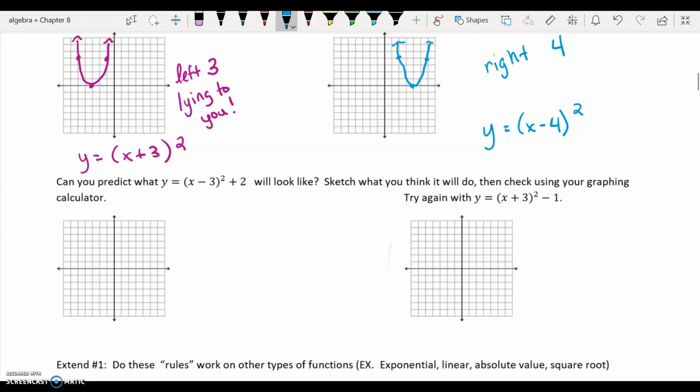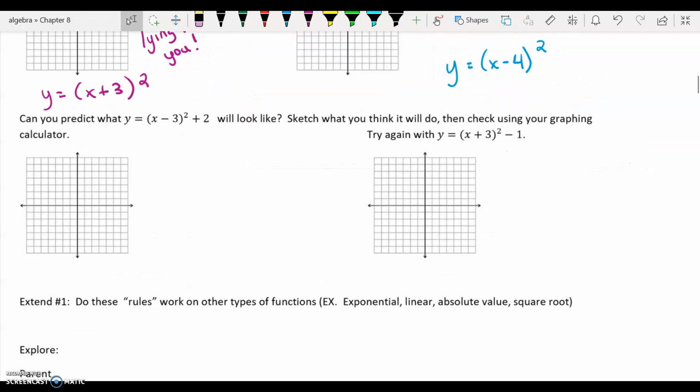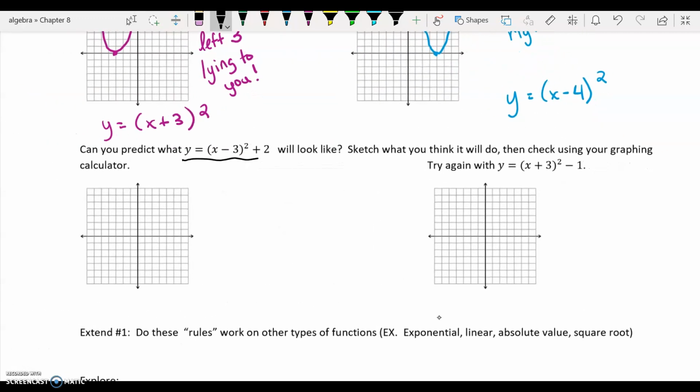Alright, so now the last one I want you to try without even graphing it on Desmos. So can you predict what's going to happen to this?